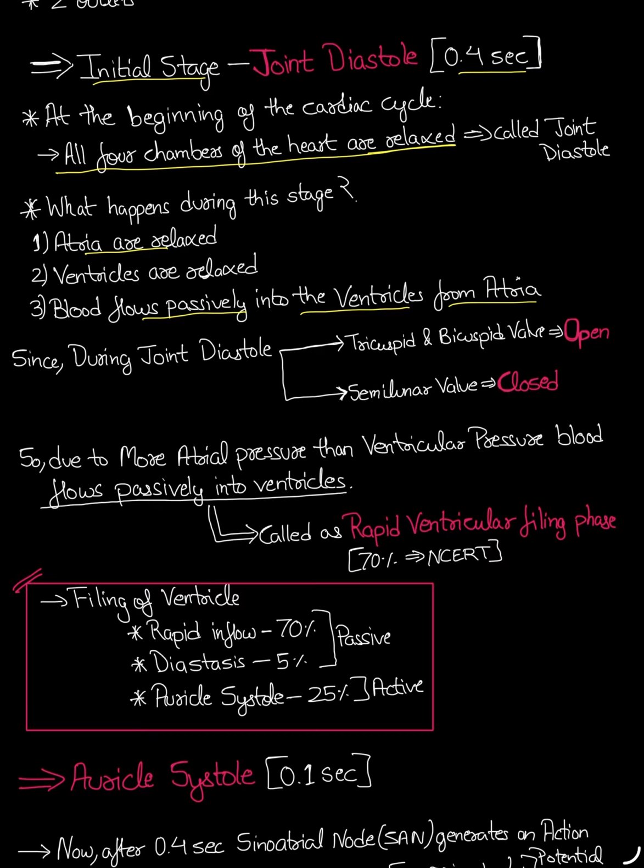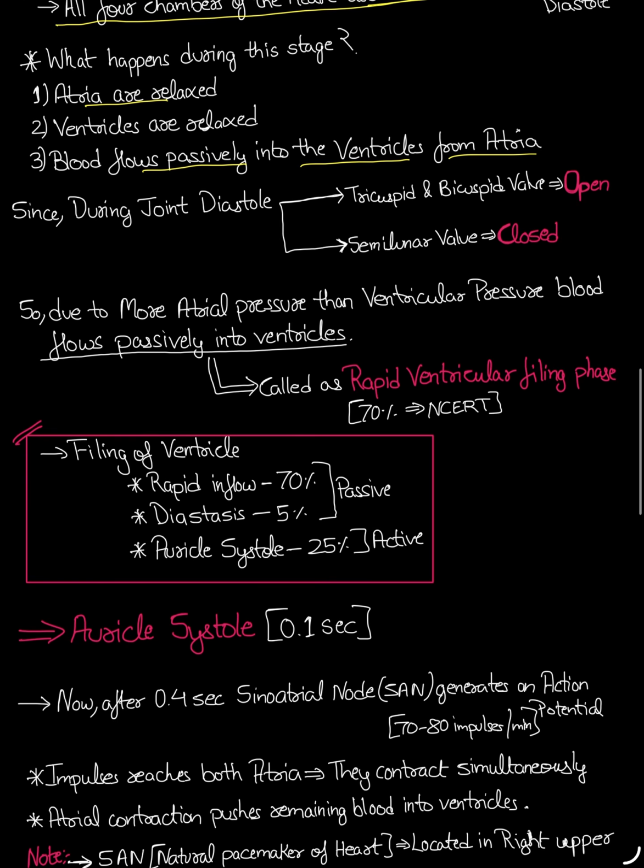Passively, not actively. During joint diastole, the tricuspid and bicuspid valves are open and the semilunar valves are closed. Due to more atrial pressure, because blood is filled in it, than ventricular pressure, blood flows passively into the ventricles. Atria have more blood, more pressure, so automatically that blood flows passively into the ventricles, and this process is called the rapid ventricular filling phase, which is around 70% of blood filling. 70% of ventricular filling is due to this.